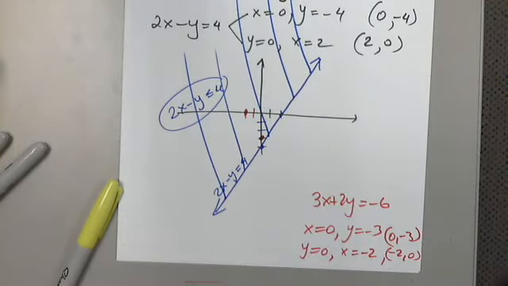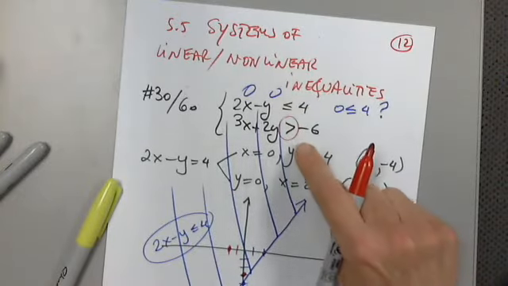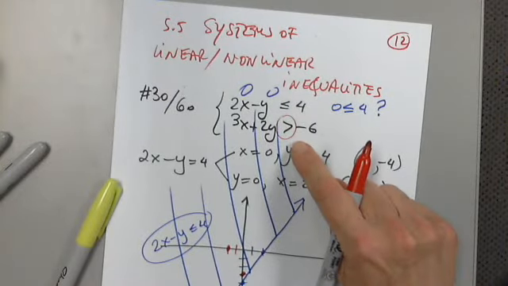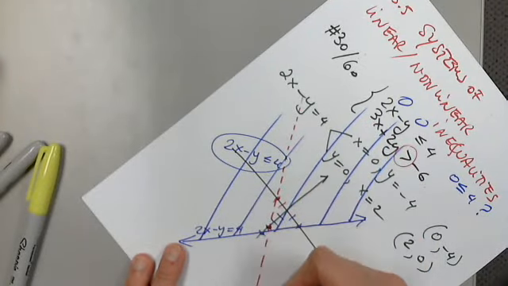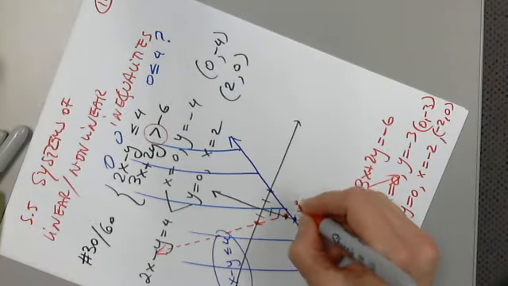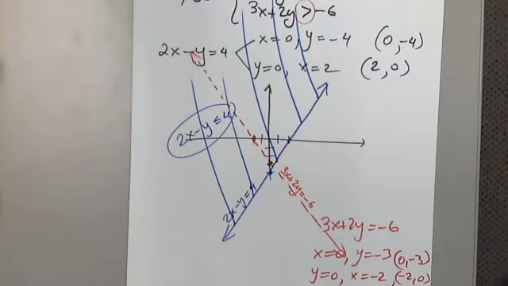I will not connect before I look at the inequality symbol. Does it have the equal symbol? No, so I cannot graph it as a solid line. I write on the line 3x plus 2y equals negative 6. I did not graph the inequality yet. I only graphed the equation.